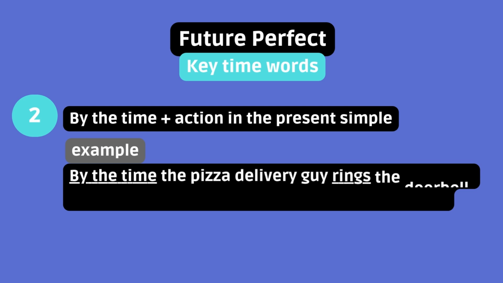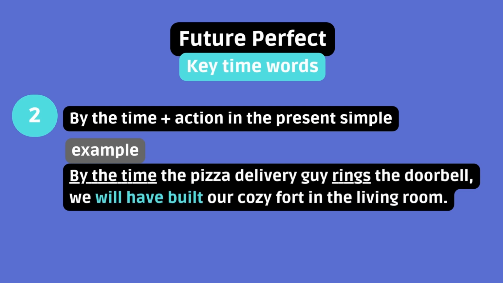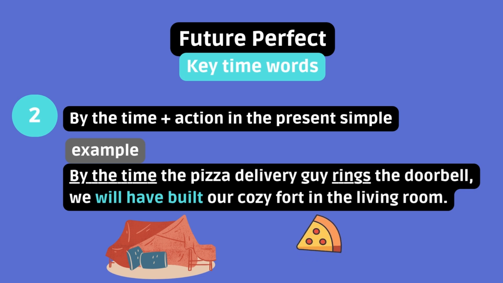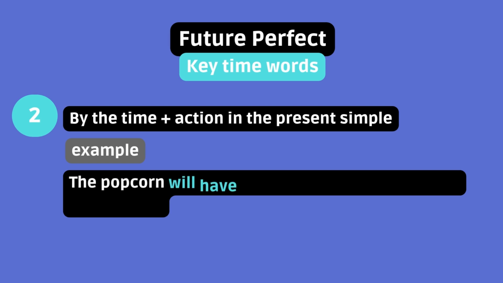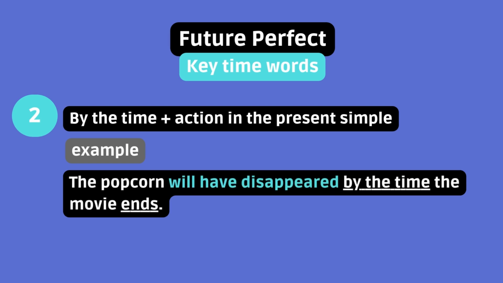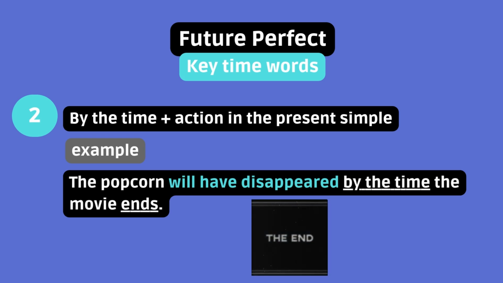By the time the pizza delivery guy rings the doorbell, we will have built our cozy fort in the living room. The ringing of the bell acts as a future time limit to the previous action of building a fort. The popcorn will have disappeared by the time the movie ends. The ending of the movie acts as our future limit for the popcorn to disappear.